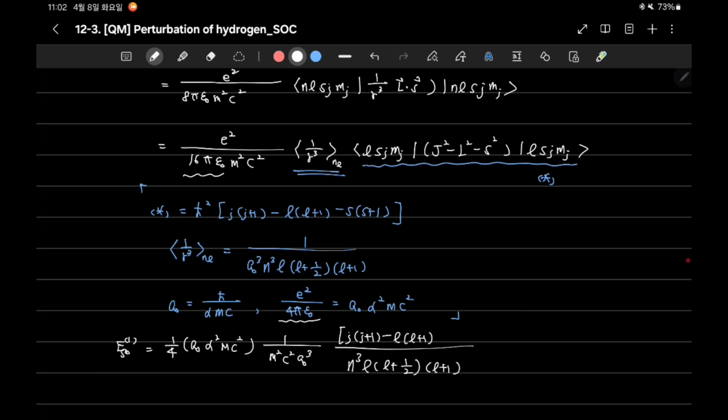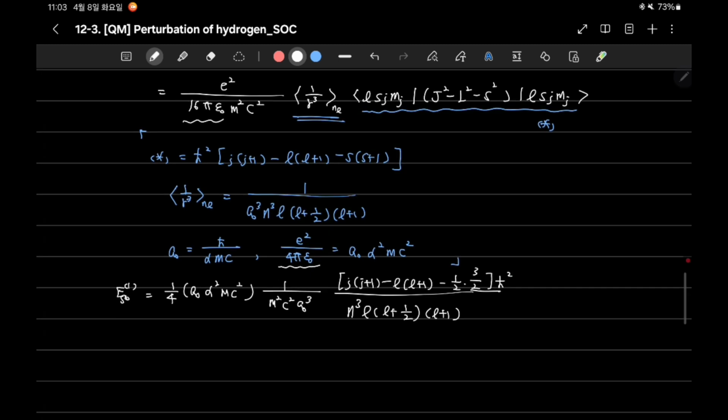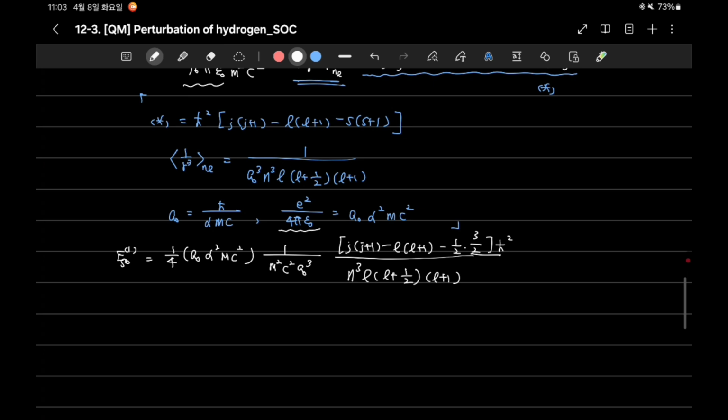Here s is that the 1 half, so minus 1 half, 3 half, h bar square. Then it makes that 1/4, here a0 can be written down like this.